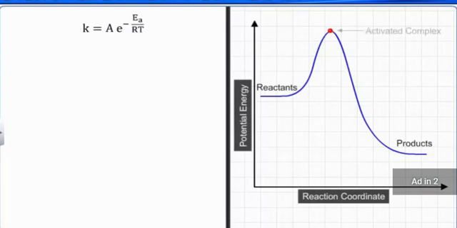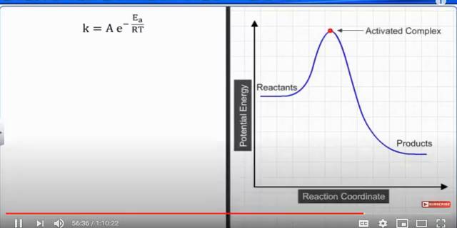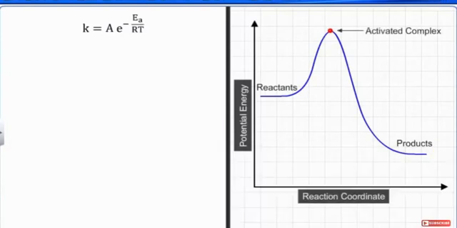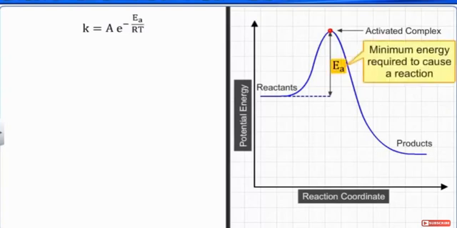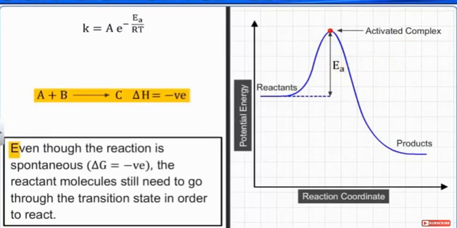The energy required by the molecules to reach this transition state is known as activation energy, EA. In other words, this is the minimum energy required to cause a reaction. Even though the overall delta G of the reaction may be negative, the reactant molecules still need to go through the transition state in order to react.